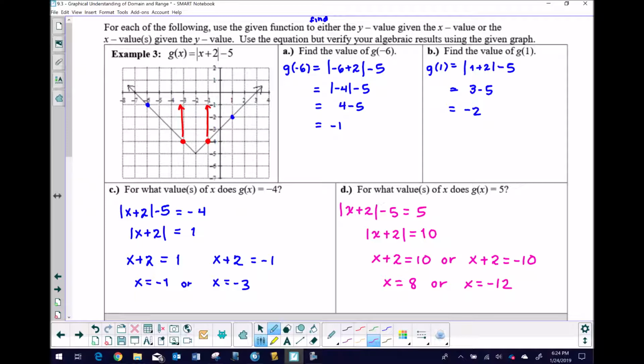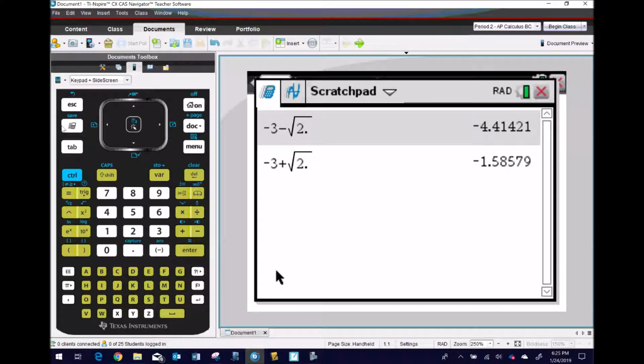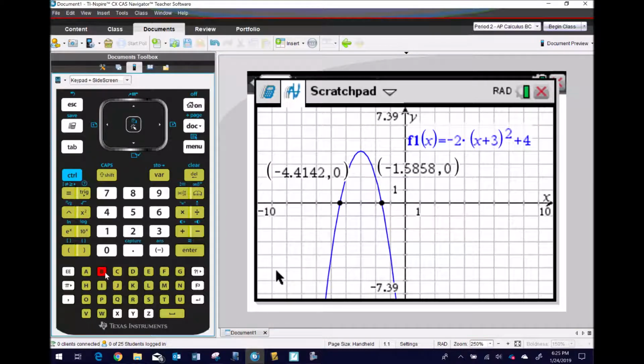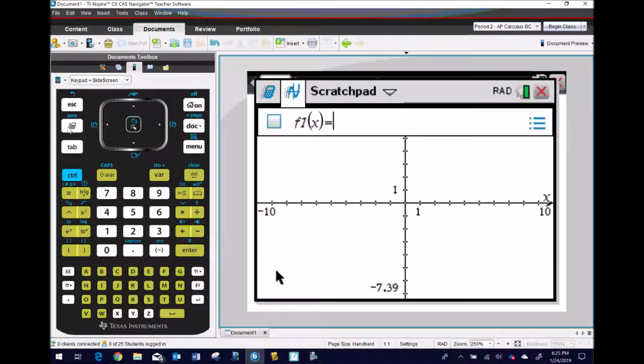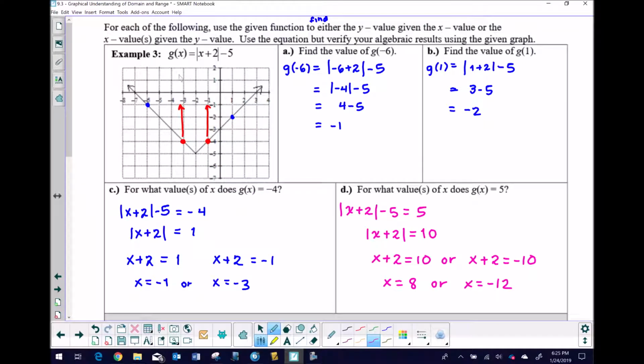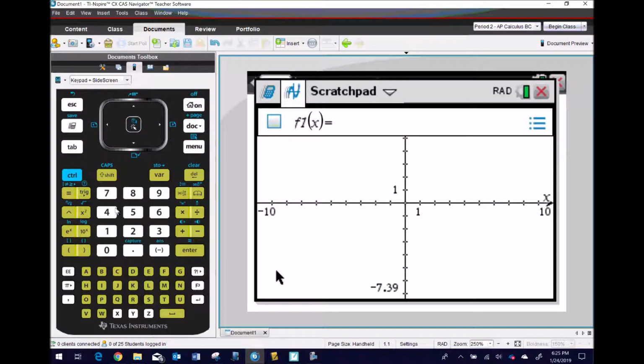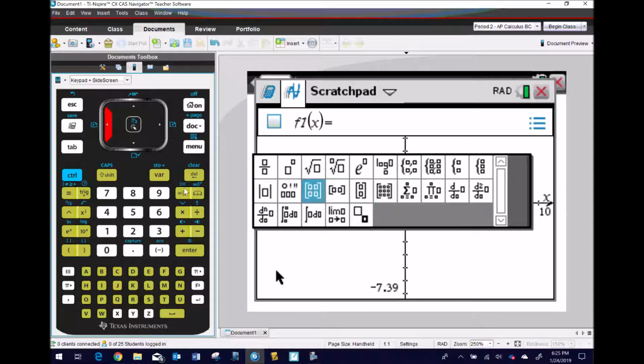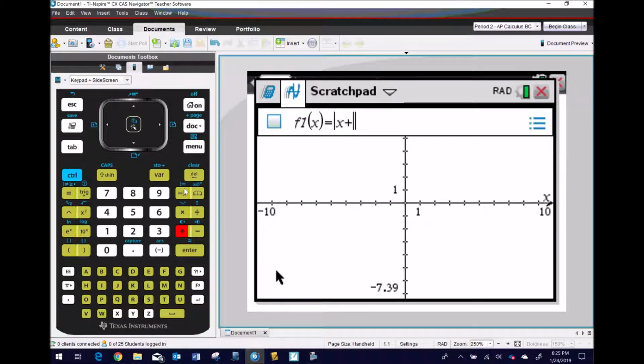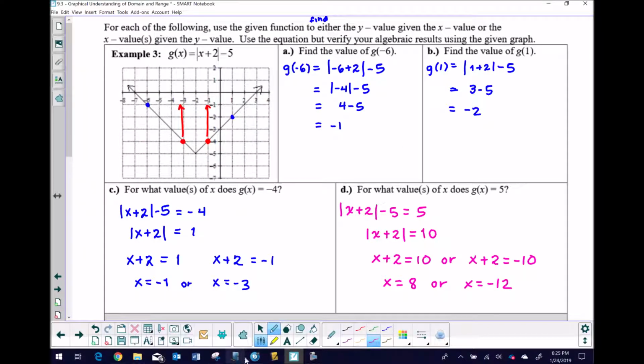Now, the problem with this is that we really can't look at this from a graphical standpoint, at least with the graph that we have right here for example 3. If you absolutely wanted to verify this, I can take a look at a fresh graph, and I'll get one ready here on the Inspire. If I remind myself, we're graphing absolute value of x plus 2 minus 5. So I bring up my math template. The absolute value is in the second row, first option. X plus 2. And once again, that was a minus 5, just to verify.